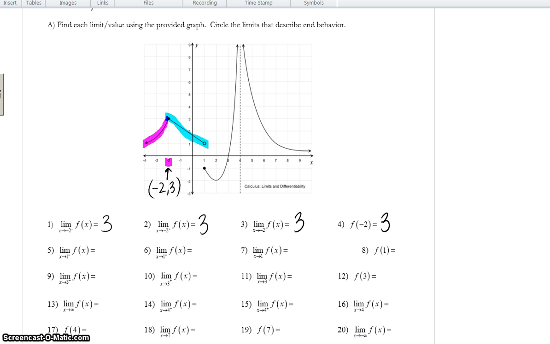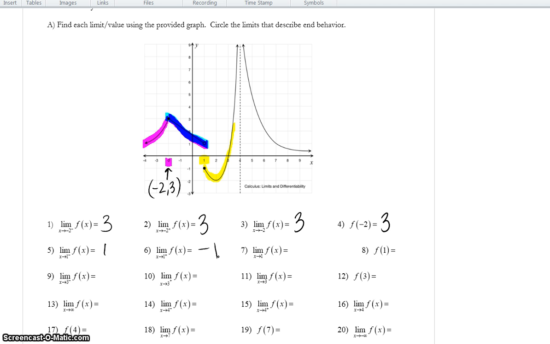The limit as x approaches 1 from the left side, let's see where 1 is. Here's 1. So from the left side, the graph as x approaches 1 is going to be 1. And the limit as x approaches 1 from the right side is going to be -1. So the limit as x approaches 1 from the right side, f of x approaches -1.